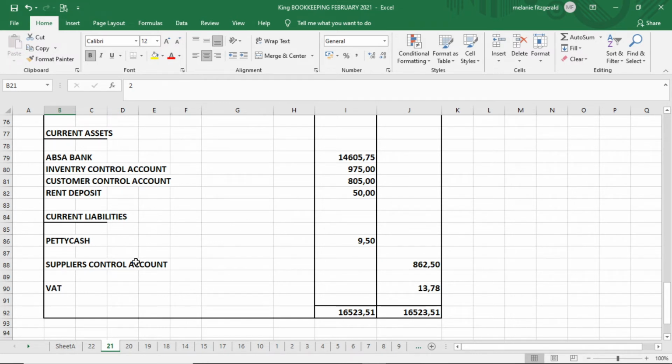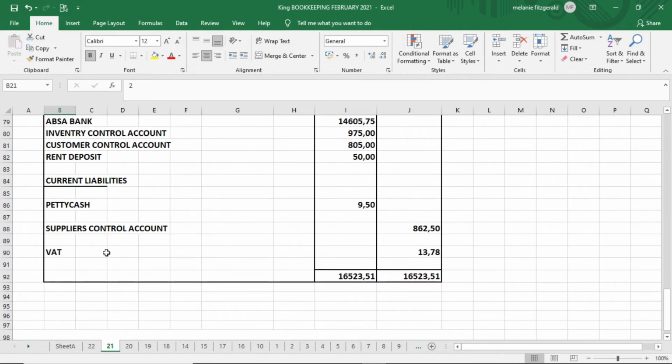Suppliers control account, $862.50 on the credit side. And lastly, the VAT, $13.78 on the credit side.